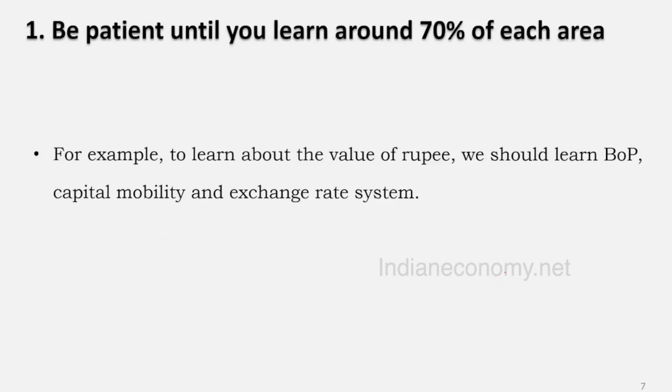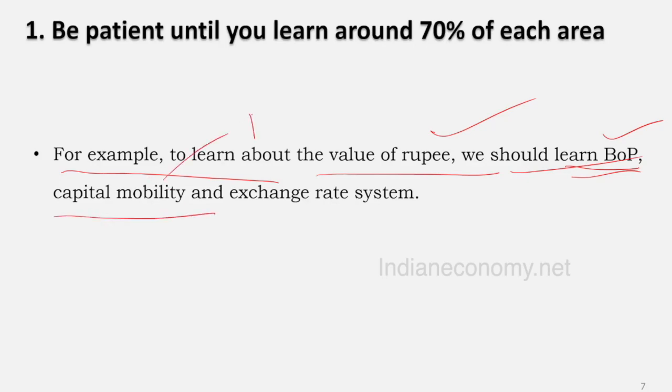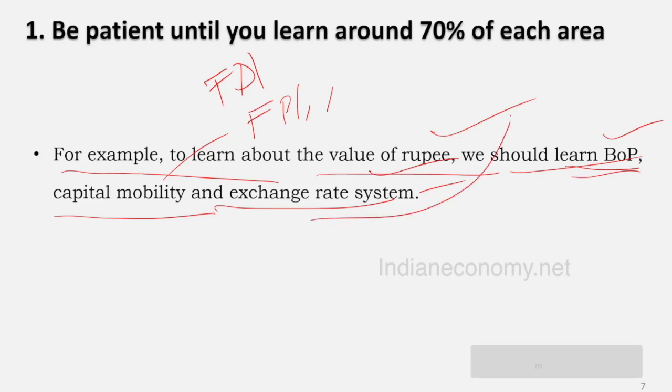We are considering an example here. For example, to learn about the value of rupee, you should learn about balance of payment. Balance of payment shows different accounts and their connection with the value of rupee, capital mobility, FPI, FDI etc. Then the exchange rate system, fixed exchange rate system, flexible exchange rate system, like that. All those topics are necessary to understand the value of rupee.